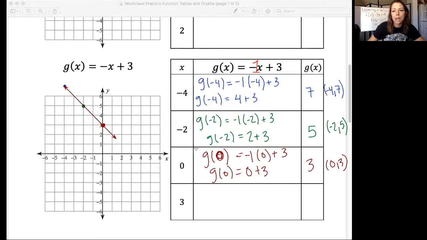So I'll leave the last one, 3, for you to try, and then you can almost see where it's heading, right? Like, what is going to be my output of 3? I don't really know. But I'll leave that one for you to try while we move on to looking at some examples from IXL.